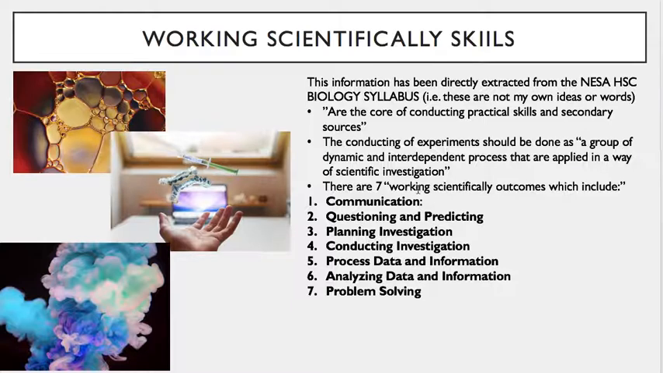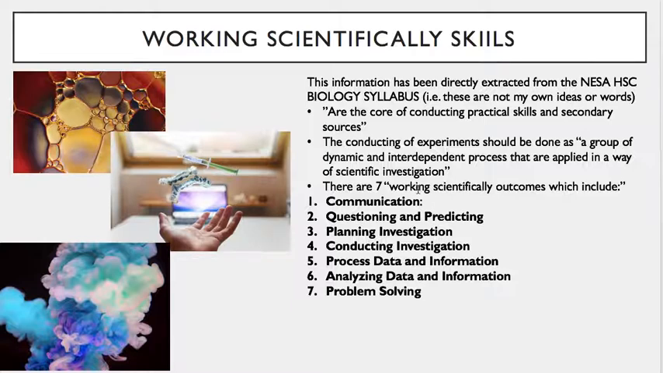The second one is questioning and predicting. These are our hypotheses of experiments and our aims. The third one is planning and investigation. This is our scientific method: our aim, hypothesis, methods, equipment, results, discussion, conclusion, etc. Number 4 is conducting an investigation, so that's actually the active part of doing it. Number 5 is processing data and information, so you get information and data, you process it, you look at it, and how does it relate to the results we're getting?